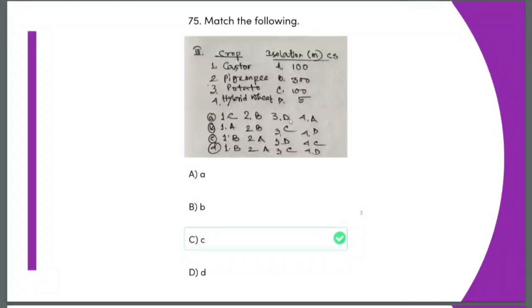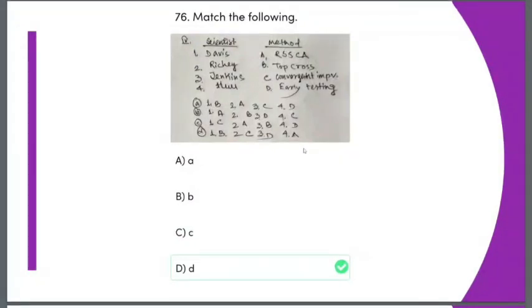75th, again a matching type question. So castor is having the isolation distance of 300 meters. Pigeon pea is having the isolation distance of 100. Hybrid wheat also 100, and potato is having the least isolation distance of 5 meters.